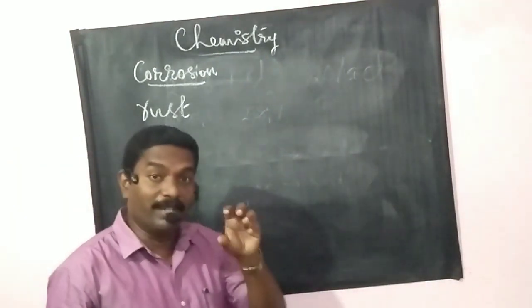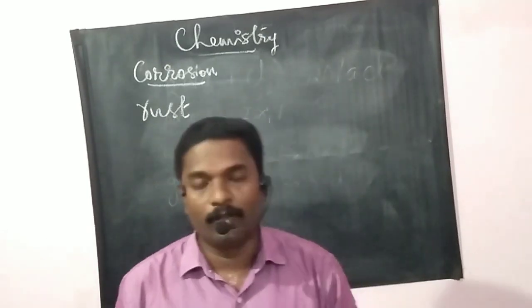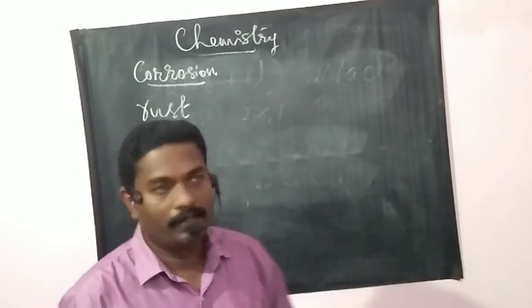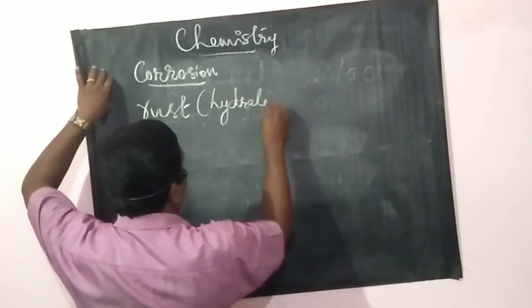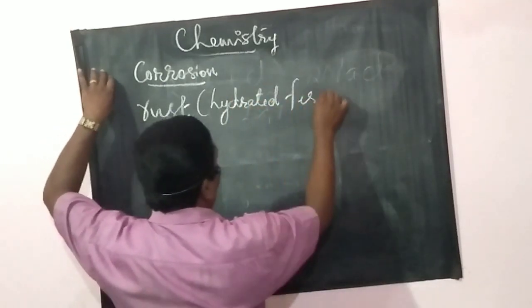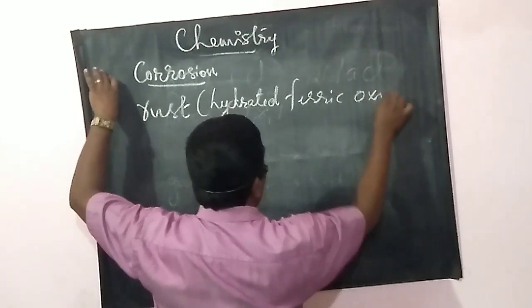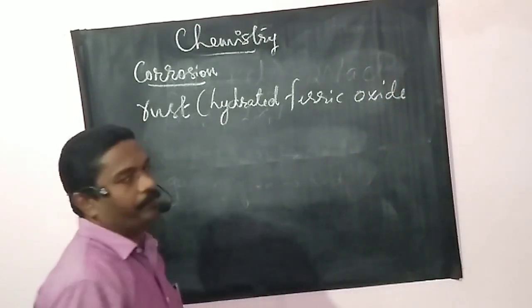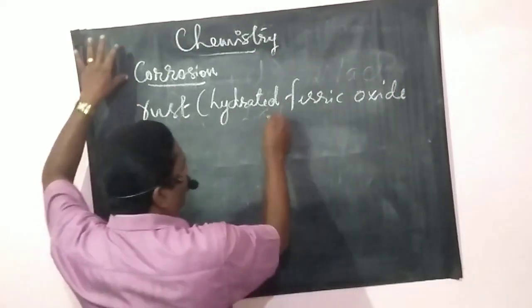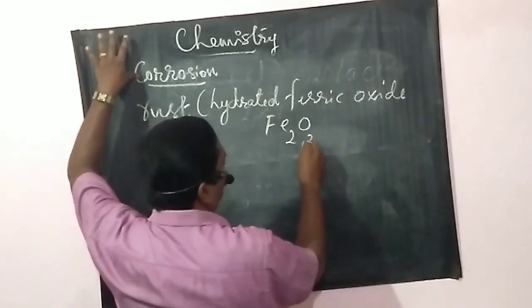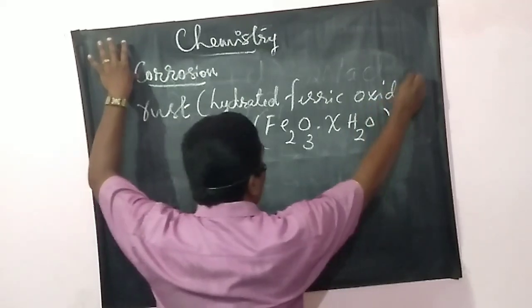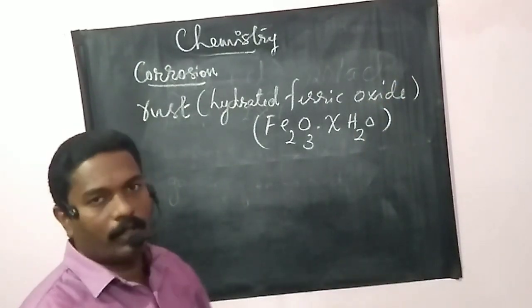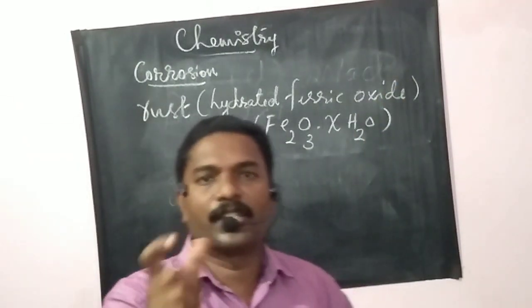Can you say what's the chemical name or chemical formula of rust? It is hydrated ferric oxide, hydrated ferric oxide. By writing the formula, Fe2O3.xH2O, hydrated ferric oxide.